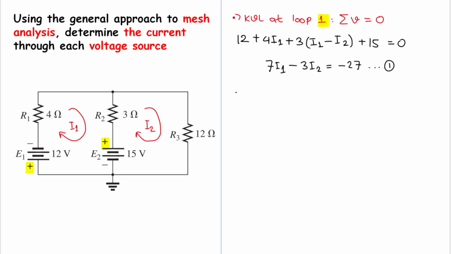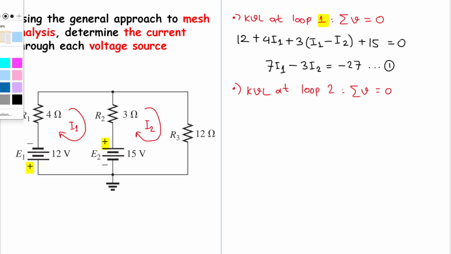Okay, now let's do another KVL, but this time at loop I2. Again, the sum of the voltages in a loop will equal 0. The loop here is entering from the negative terminal, so we will have a negative sign. And the voltage here is 15, so I have minus 15.